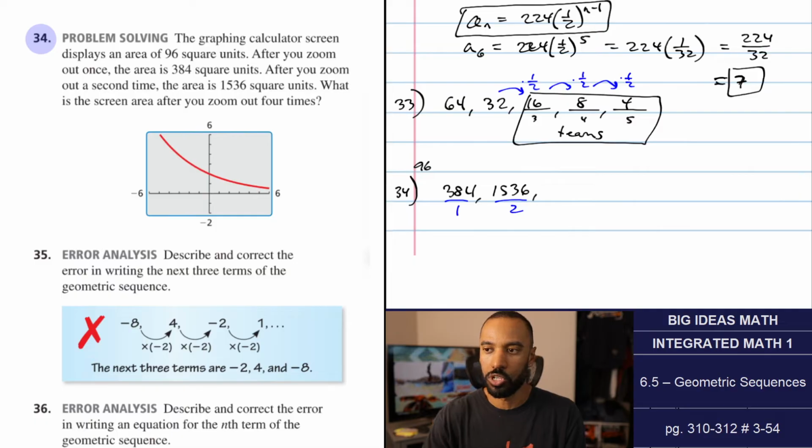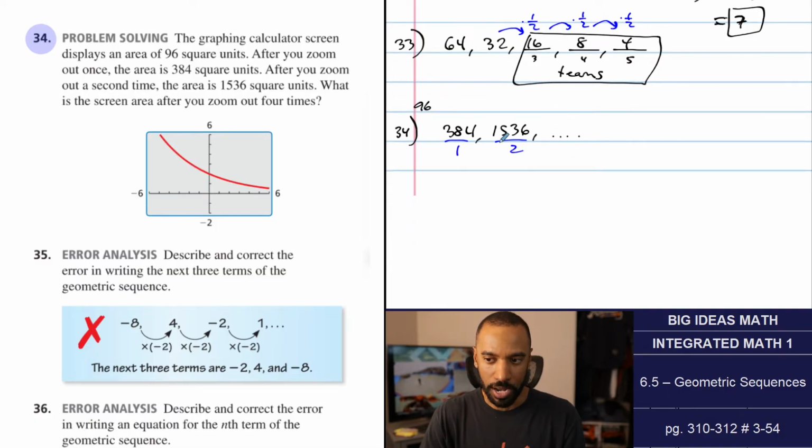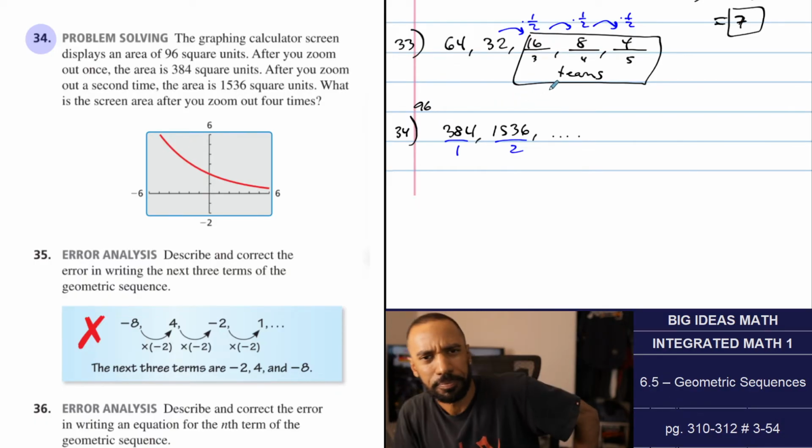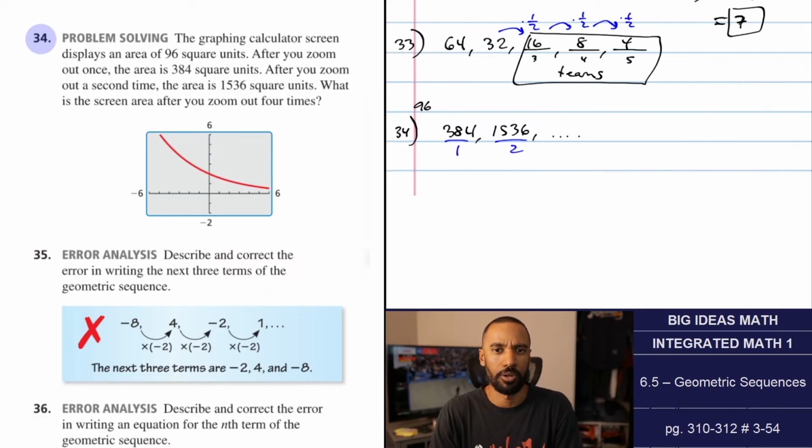If I did a rule version this time, I would make my first term 384, right? Now, 96 times what is 384? It's not 5. You know what? I don't know what this number is. Let's go to the calculator and see what's going on. We go 384 divided by 96.